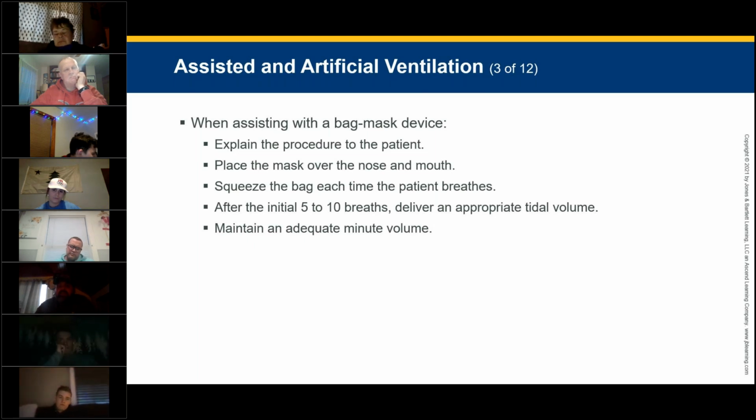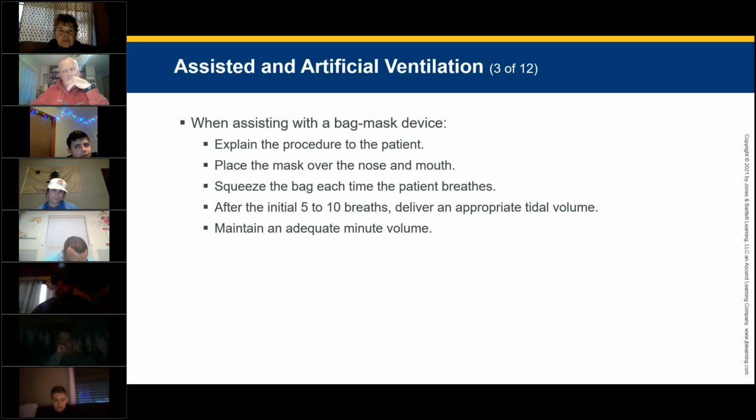After you've got them kind of comfortable with what's about to happen, you put the mask over their nose and mouth. And each time the patient breathes on their own, you want to squeeze the bag, so you're kind of maintaining the same rate as the patient. After the initial 5 to 10 breaths, slowly adjust your rate and deliver an appropriate tidal volume. Adjust the rate and tidal volume to maintain an adequate minute volume.